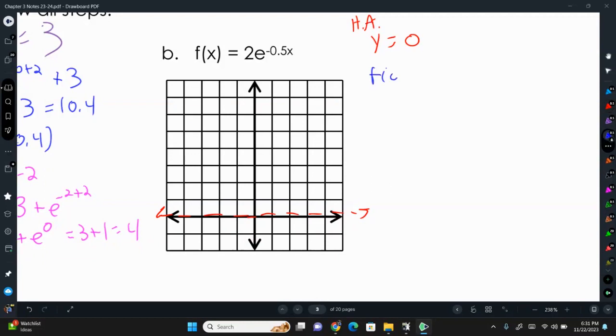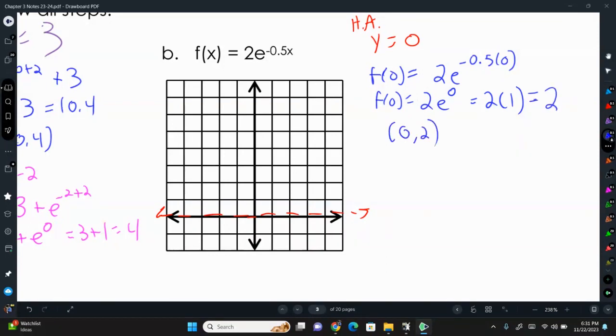Then our y-intercept. Our y-intercept is going to be 2 times e to the negative 0.5 times 0. Well, now that whole exponent becomes 0. So f of 0 is going to be 2 times e to the 0 power, which is the same thing as 2 times 1, because e to the 0 power, that 0 power only applies to e. So now (0, 2) is our y-intercept.